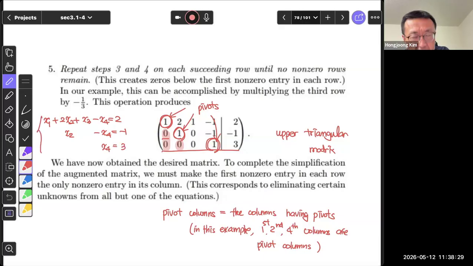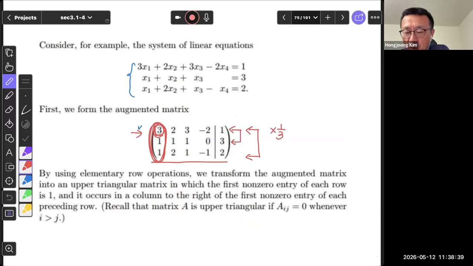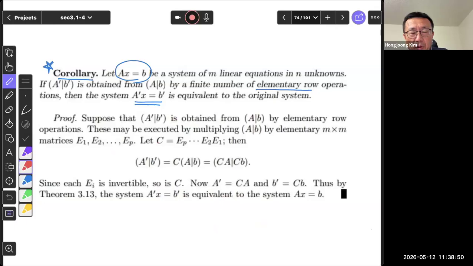So if I consider this system of three equations, then this system is equivalent to the given problem, because I just obtained these matrices by performing elementary row operations. And this corollary says if I perform elementary row operations to a certain augmented matrix, the solution set of the corresponding system of equations is not changed.